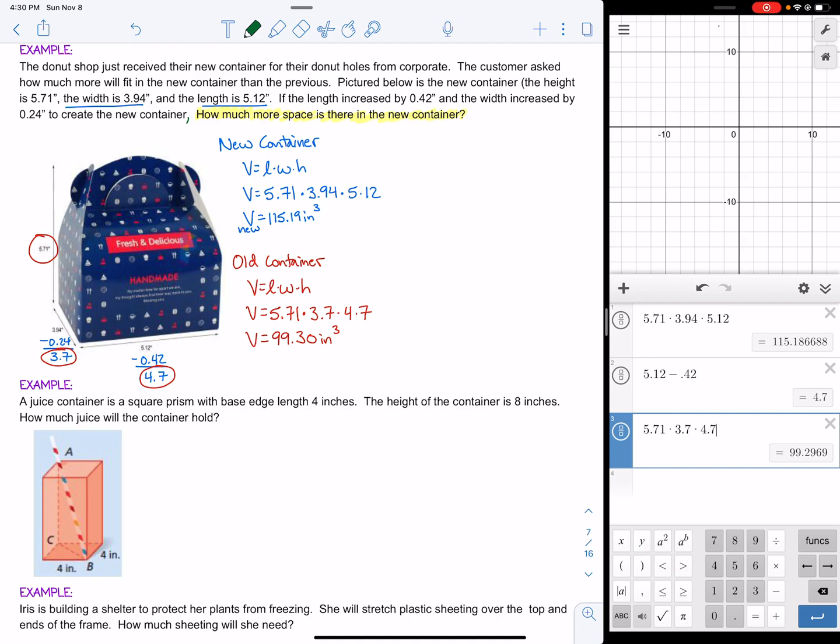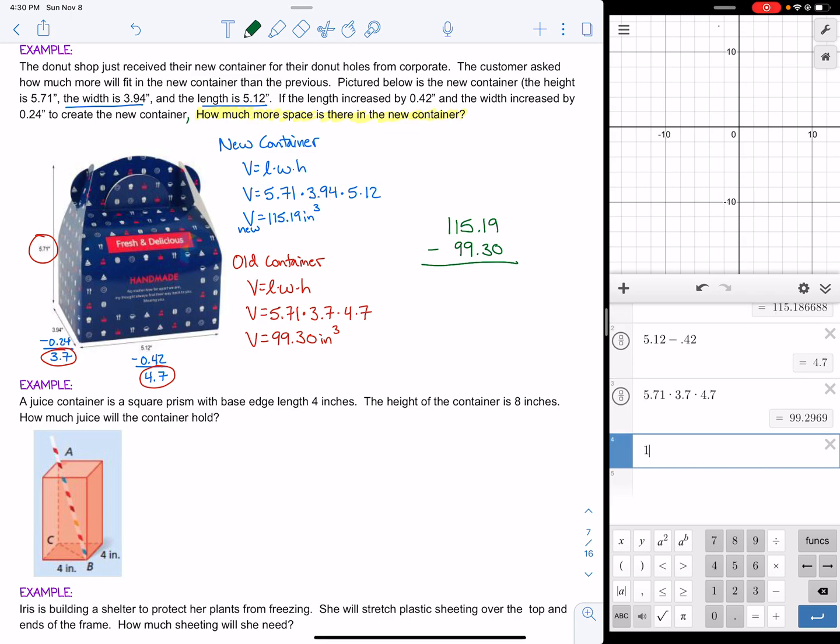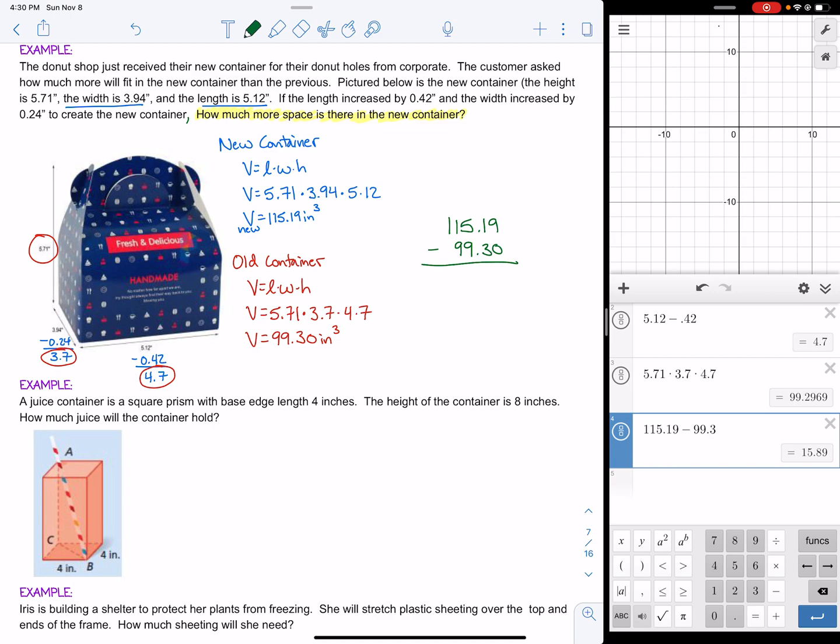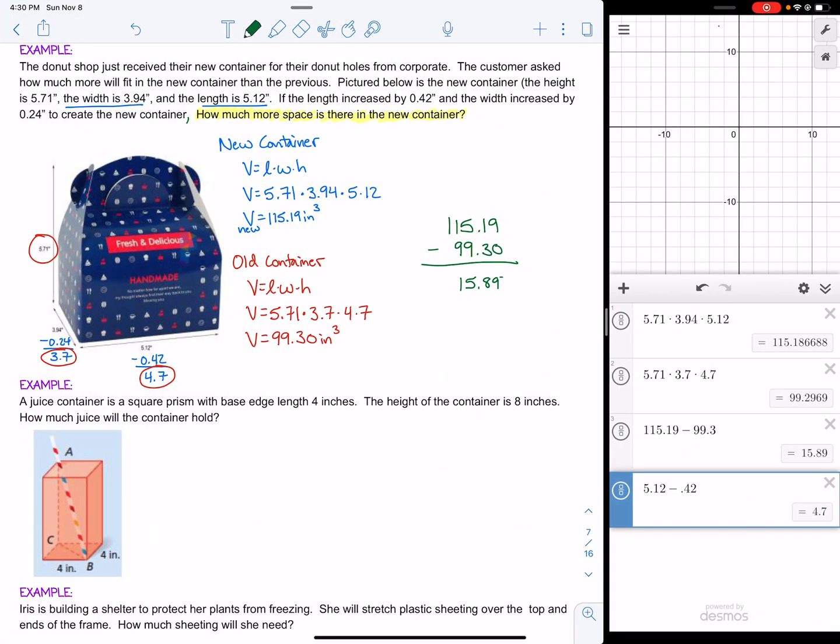And so let's take the volume of the new container, so 115.19, and subtract that volume of the old container to figure out how much more volume we have now in the new container. So 115.19 minus 99.3 is 15.89 cubic inches more space. All right, so that's it for our example of the donut shop container.